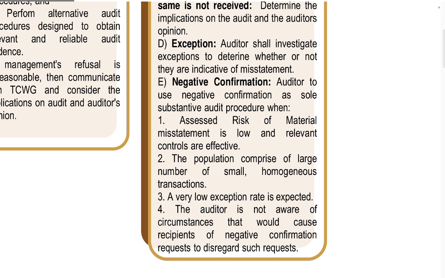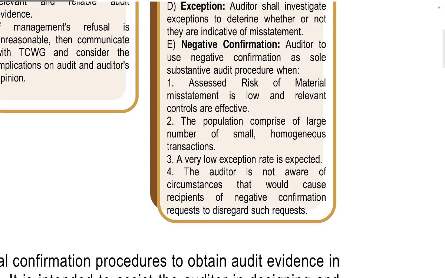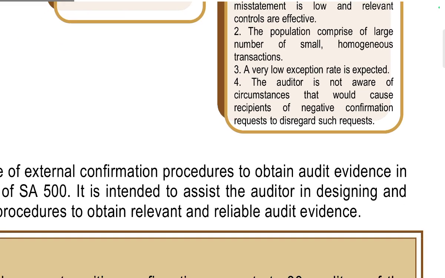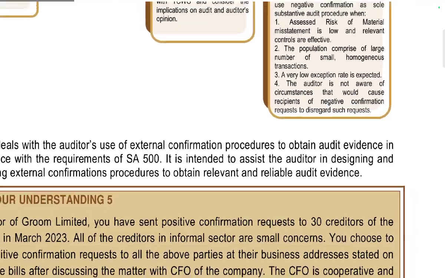Negative confirmation: the auditor uses negative confirmation as the sole substantive audit procedure when the assessed risk of material misstatement is low and relevant controls are effective, the population comprises a large number of small homogeneous transactions where a very low exception rate is expected, and the auditor is not aware of circumstances that may cause recipients to disregard the negative confirmation request.